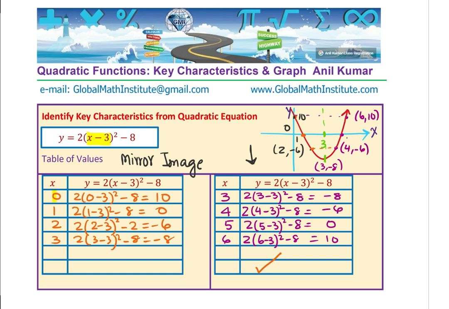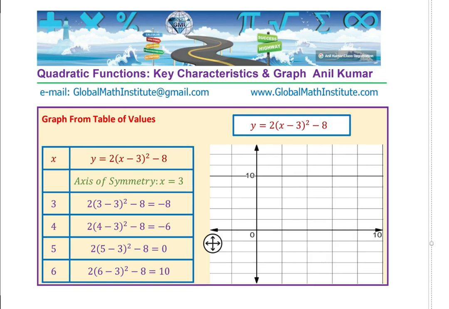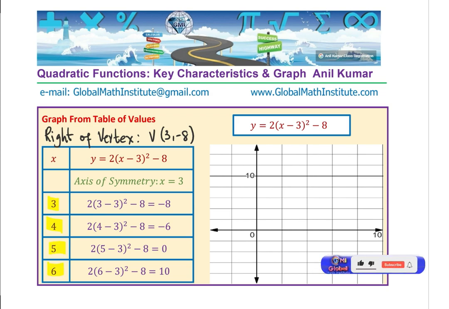Perfect. So once again, what we did was, we focused on the right side of the vertex. So let me write down right of vertex. Our vertex was at 3, minus 8. And therefore, the values taken started with 3, 4, 5, 6. You get the idea. Right side of vertex. So when you do that, let's plot these points this time. We'll do the reverse thing, okay?